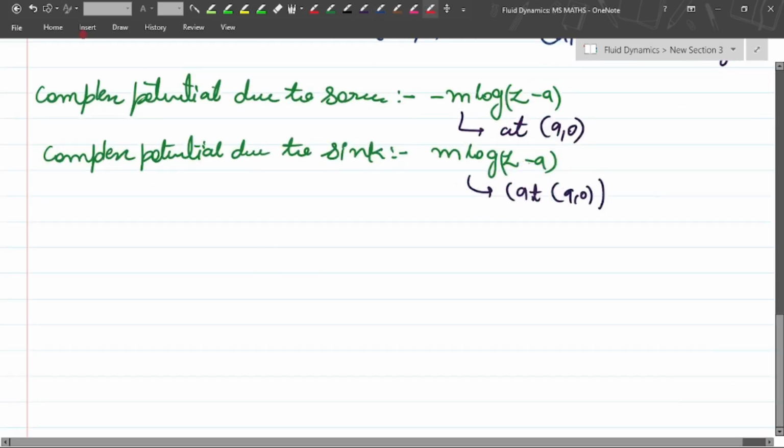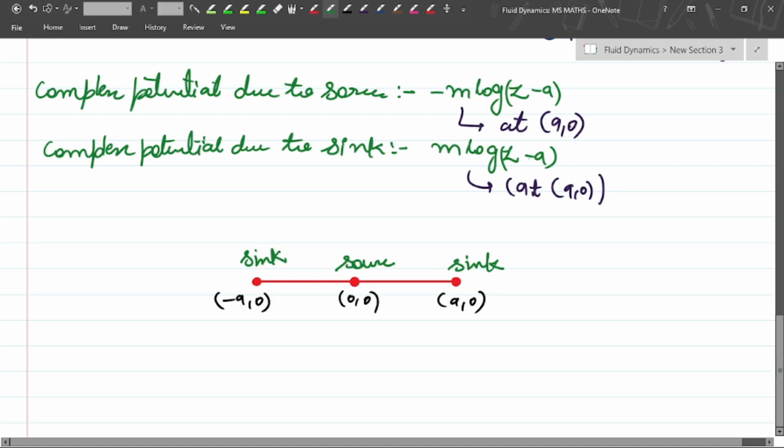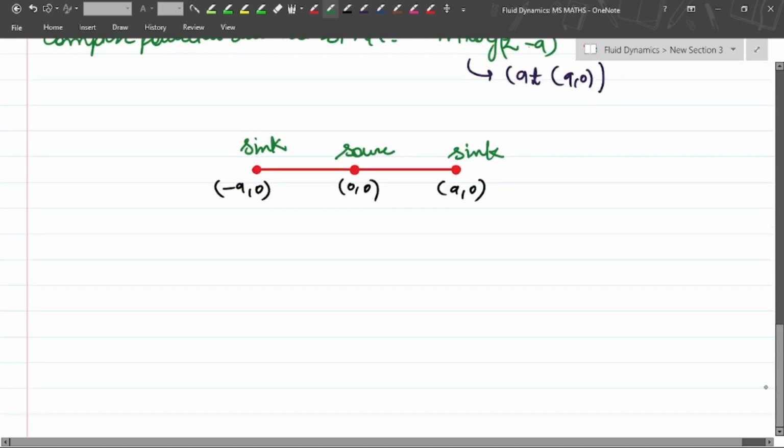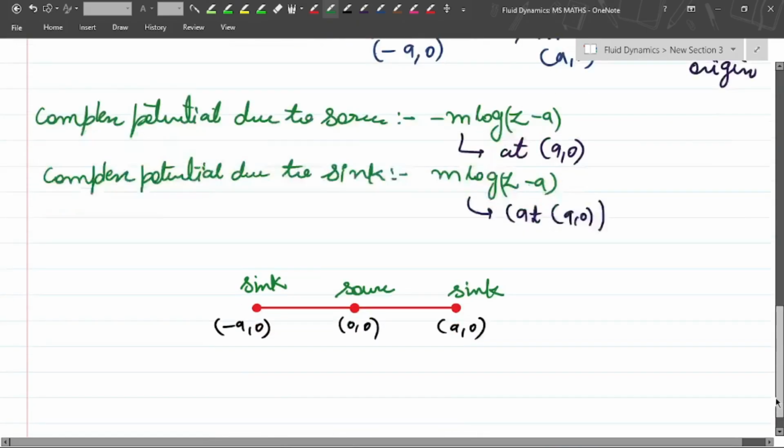It is on a straight line, in such a way that this is sink and source. This is your 0 comma 0, this is a comma 0, and this is minus a comma 0. So here it will be source, and here it is sink and sink, of strength 1. Now next, our question is basically to show that the streamline divides into a circle, r is equal to a.